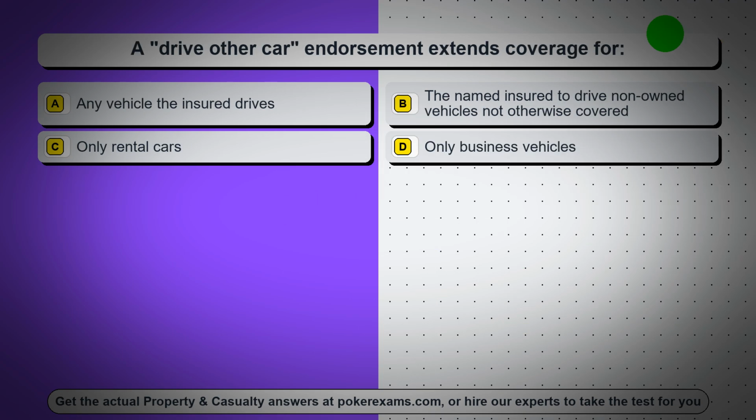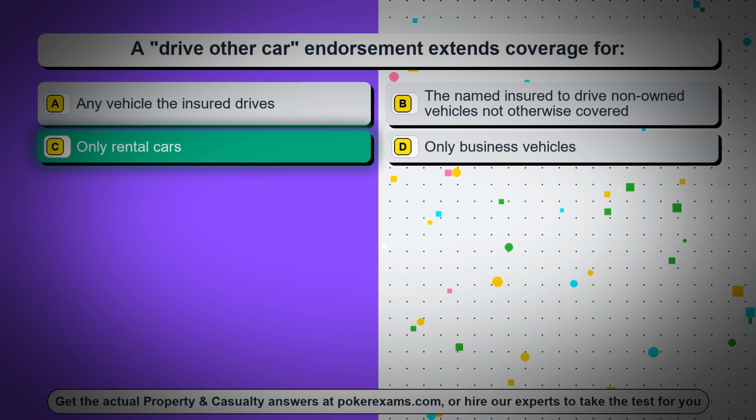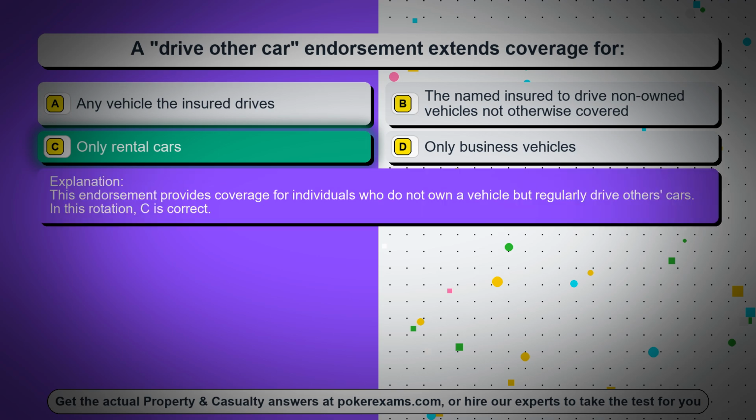Question 60. A drive other car endorsement extends coverage for, option A, any vehicle the insured drives, option B, the named insured to drive non-owned vehicles not otherwise covered, option C, only rental cars, option D, only business vehicles. The correct answer is option C, only rental cars. This endorsement provides coverage for individuals who do not own a vehicle but regularly drive others' cars. In this rotation, C is correct.